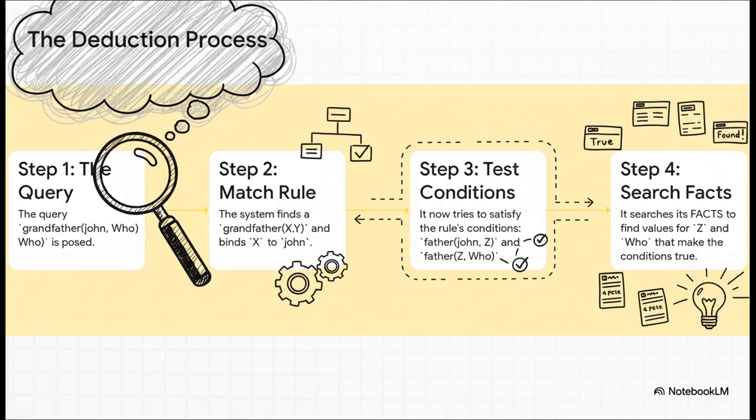First, it needs to find a Z so that Father John Z is true. It scans the facts, finds Father John Pete. Perfect. Z is now Pete. Then it moves to the next condition, Father Pete, who. It scans the facts again, finds Father Pete Mike, and it binds who to Mike. Case closed. The system found the answer, Mike.